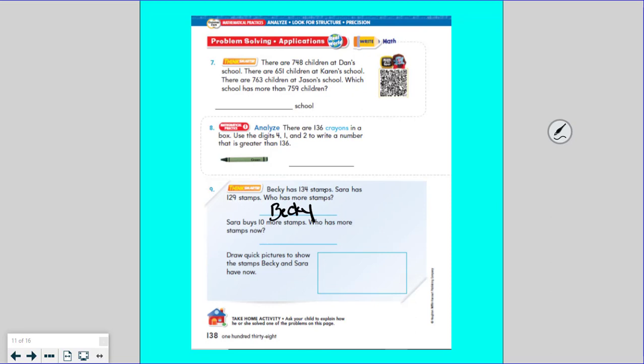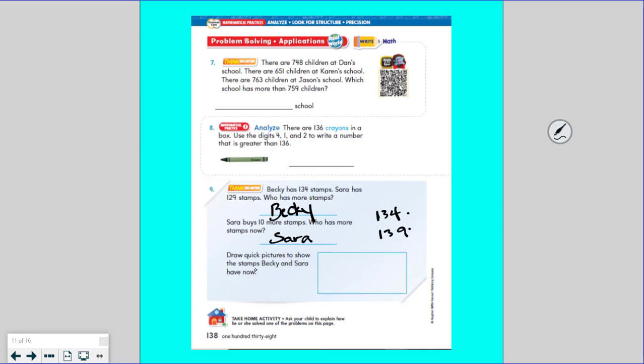So if Sarah buys 10 more, right? So Becky still has 134. Sarah has 10 more than she had. So she had 129. So now she's going to have 139. So what number is bigger, this one or this one? If you said this one, you're right, 139. So that means now Sarah has more stamps.